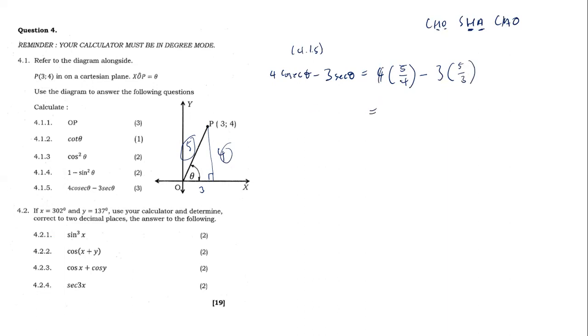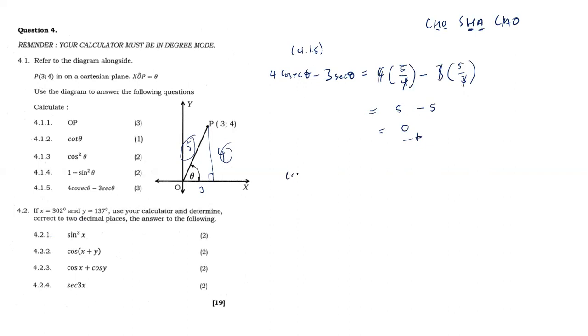And therefore, this 4 cancels this 4, we are left with 5. This 3 cancels with this 3, we are left with -5. And then our answer will be 0. So that means the numerical value of this expression will be equal to 0. Hope that was clear.